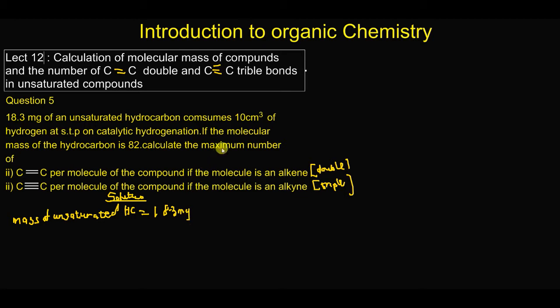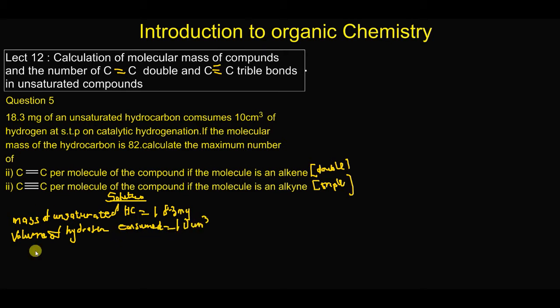And then it says that it consumed this many cm cube. That means the volume of hydrogen gas consumed. That information is very important. The volume of hydrogen gas consumed is equal to 10 cm cube.